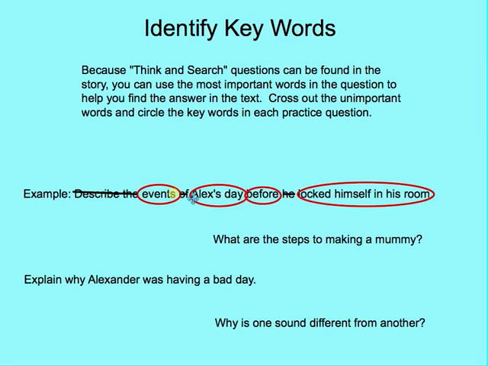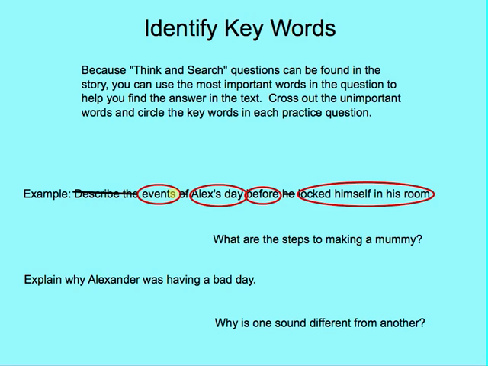Describe the events of Alex's day before he locked himself into his room. Because it's describe, I know it's probably going to be a think and search question. Now I circled the word events and really paid attention to that S. I want more than one event, which is another clue that it's a think and search question. I want the events of Alex's day, and specifically before locking himself in the room. So I had to pay attention to those key words in order to figure out what I'm looking for.